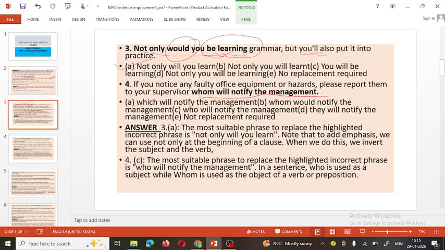But you are able to understand that replacement is needed here. When we are talking about these supervisors, to your supervisors, instead of "whom will notify" we need to use "who will notify the management". So whom is wrong here. So "who will notify", option C, is correct here. The most suitable phrase to replace this highlighted phrase is "who will notify the management".